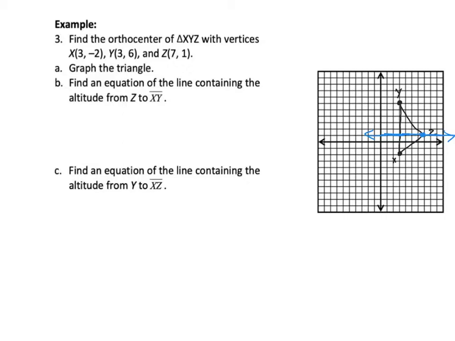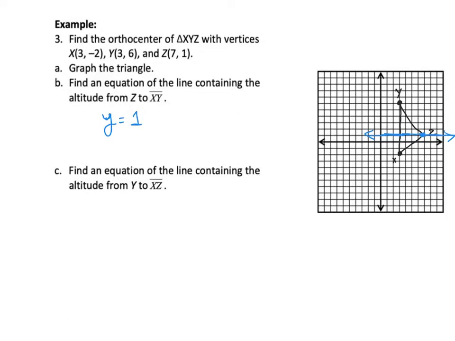So if we look at that, that line is just the line y equals 1. It doesn't have a slope, so there's no number times x. And then its y-intercept is at 1. So the equation of this line is just y equals 1.